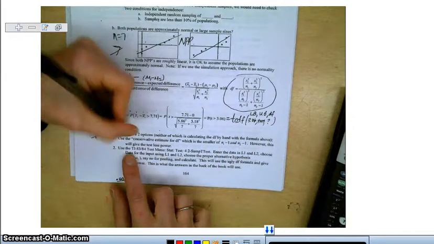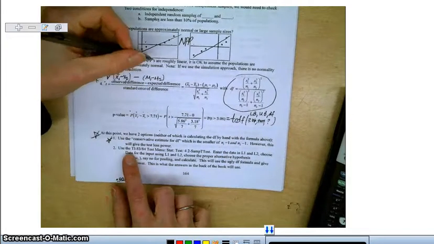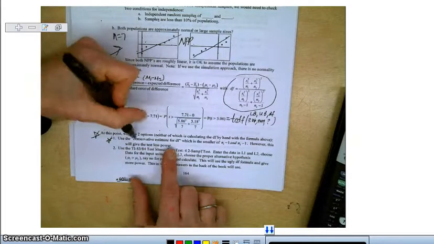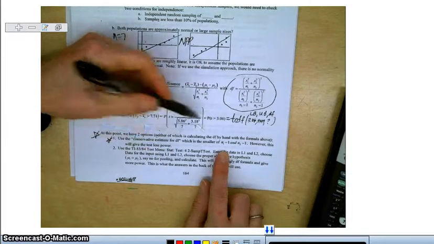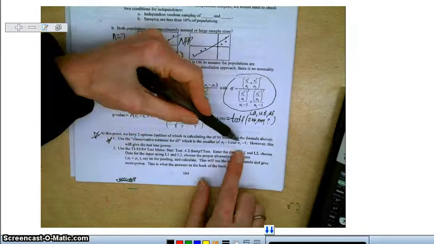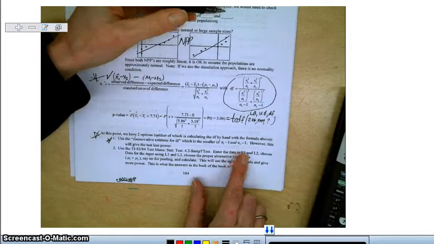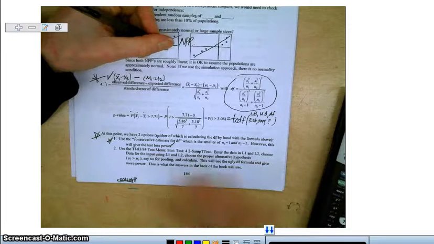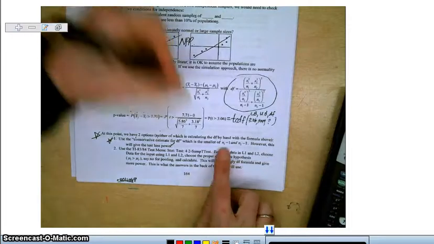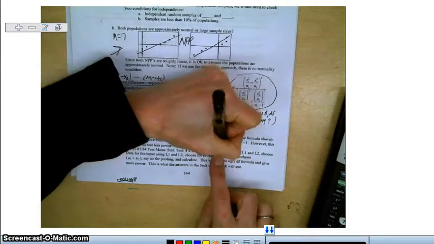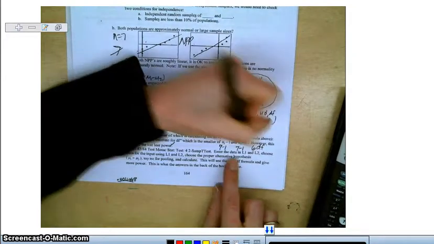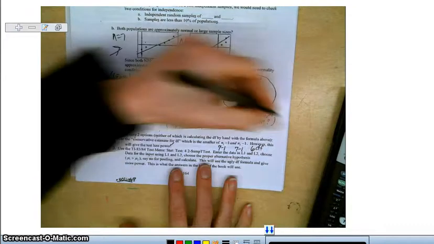What we can do first, and then we're going to do number 2, just so you can see how both of them work, is use the conservative estimate for degrees of freedom, which is the smaller of n1 minus 1 and n2 minus 1. So this gives the test less power. All right, so that's the first thing we're going to do. So n1 minus 1, 7 minus 1, and 7 minus 1. They're both 6. So I'm going to use 6 degrees of freedom and get the p-value.